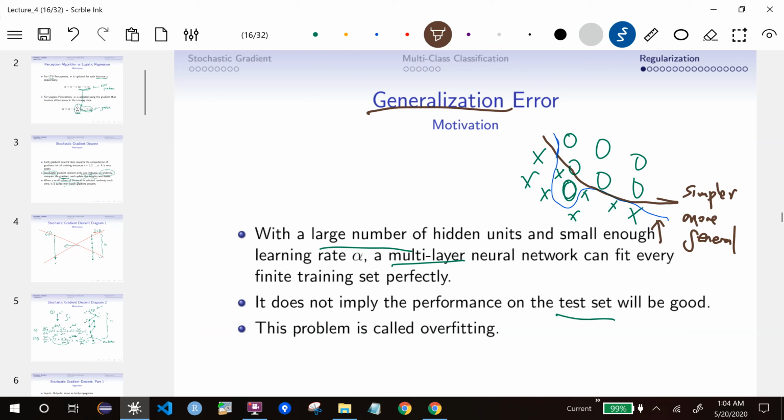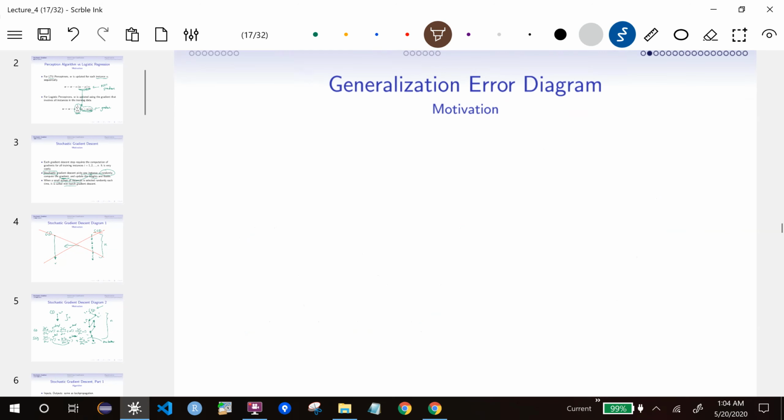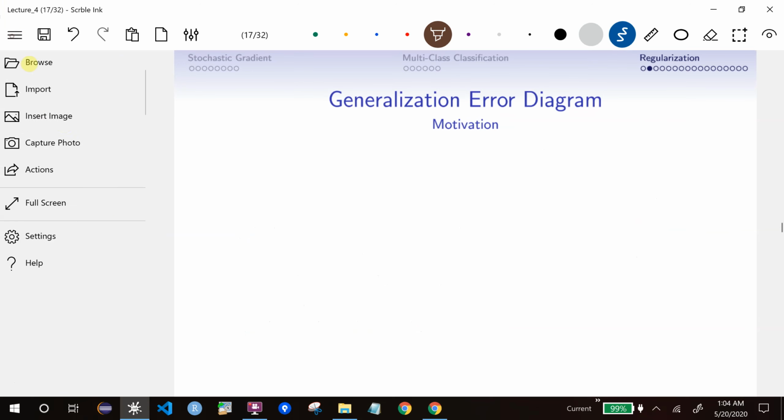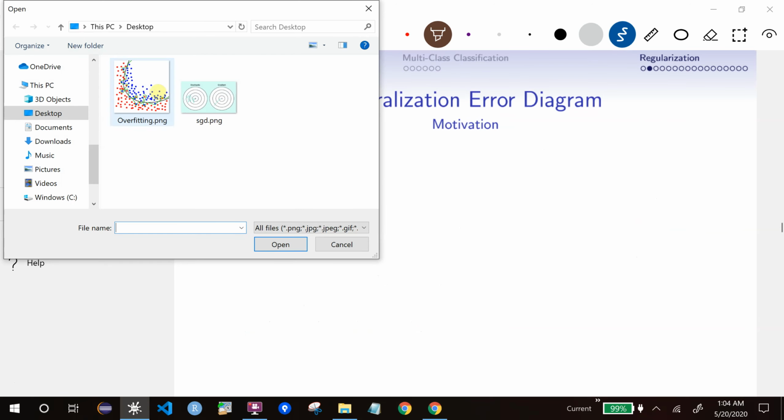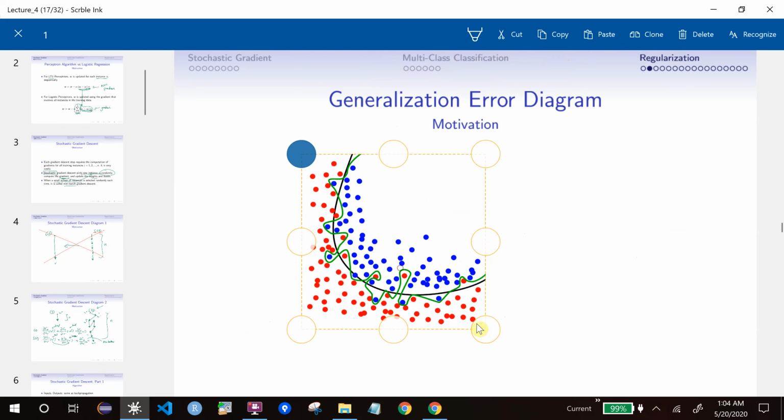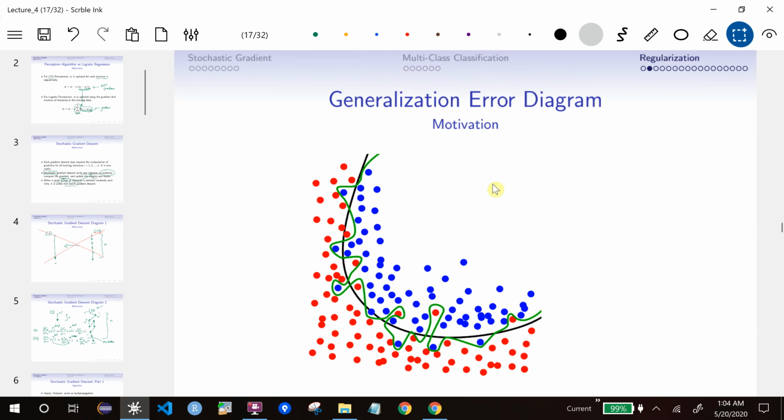So this problem of fitting the training set too closely is called overfitting. And I have the diagram already, but there is a better diagram from Wikipedia, this one. And here, the green decision boundary is overfitted. So we want our neural network classification boundary to be something like the black curve.